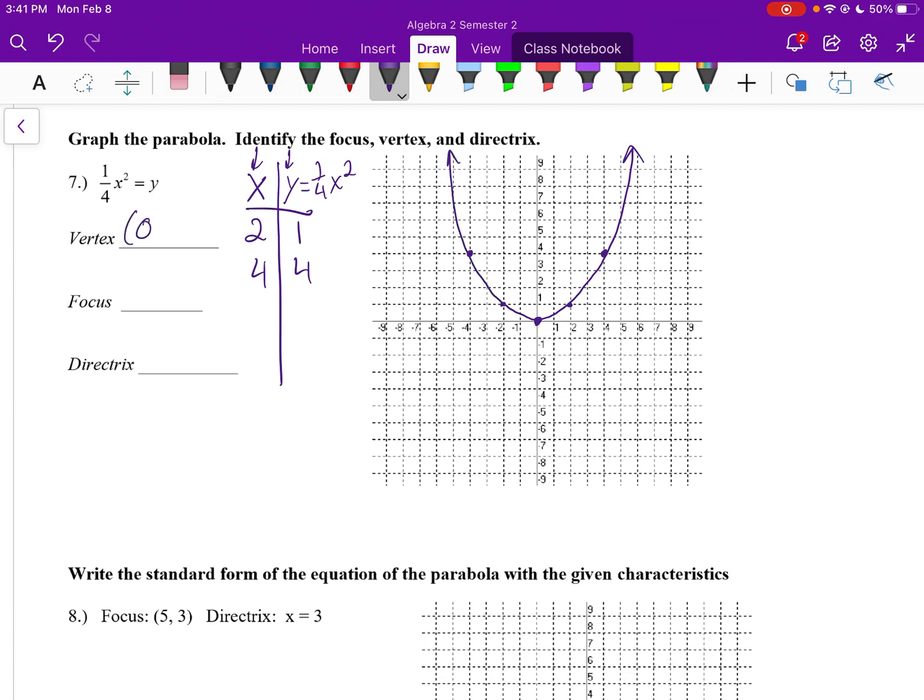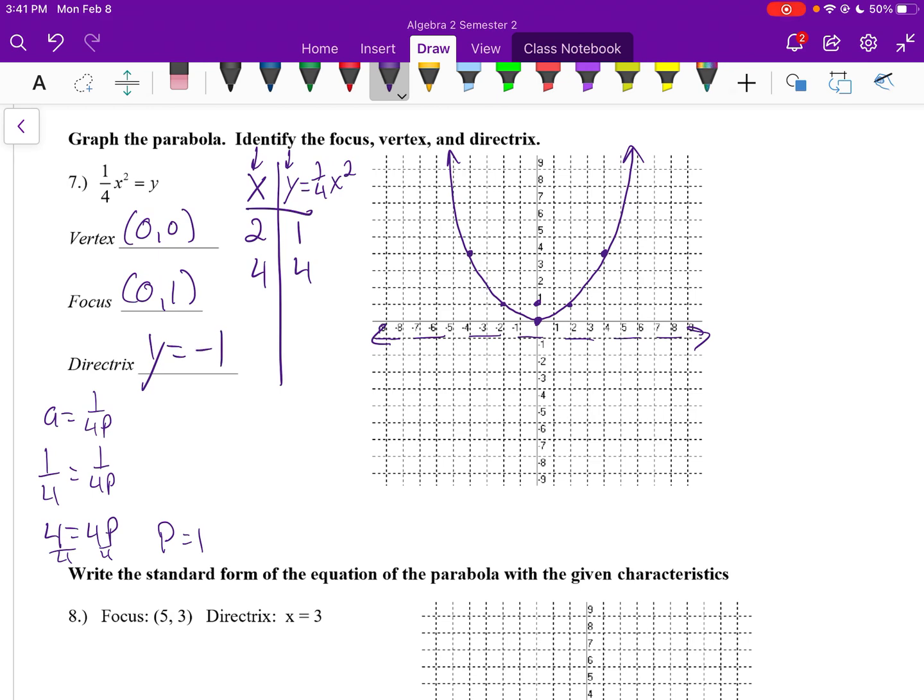Okay, so then again, we have the vertex of 0, 0. And to figure out that focus, again, we need a is equal to 1 over 4p. A value is 1/4, so 1/4 is equal to 1 over 4p. Cross multiplying, we're going to end up getting 4 is equal to 4p. Dividing by that 4, we get a p-value of 1. P-value, again, is the distance from the vertex to the focus and the distance from the vertex to your directrix. So we got to go 1 away, which puts our focus at that 0, 1. And our directrix of a horizontal line, so y is equal to, and it goes through, -1.